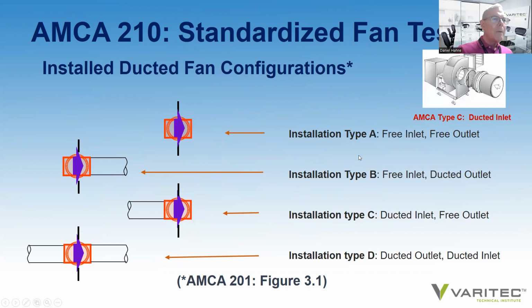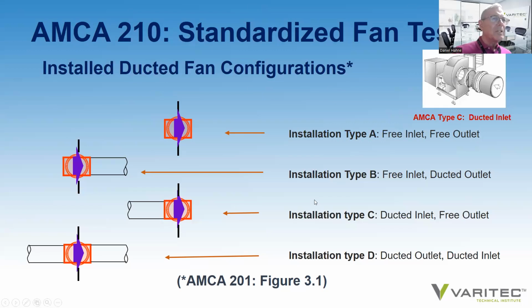Per AMCA 201, fans are tested in 4 types of configuration. Type A, which is a free inlet and free outlet. You would see that in a DWDI fan in the old field-built custom air handlers that we built really before the 2000s. We don't see them very much anymore.